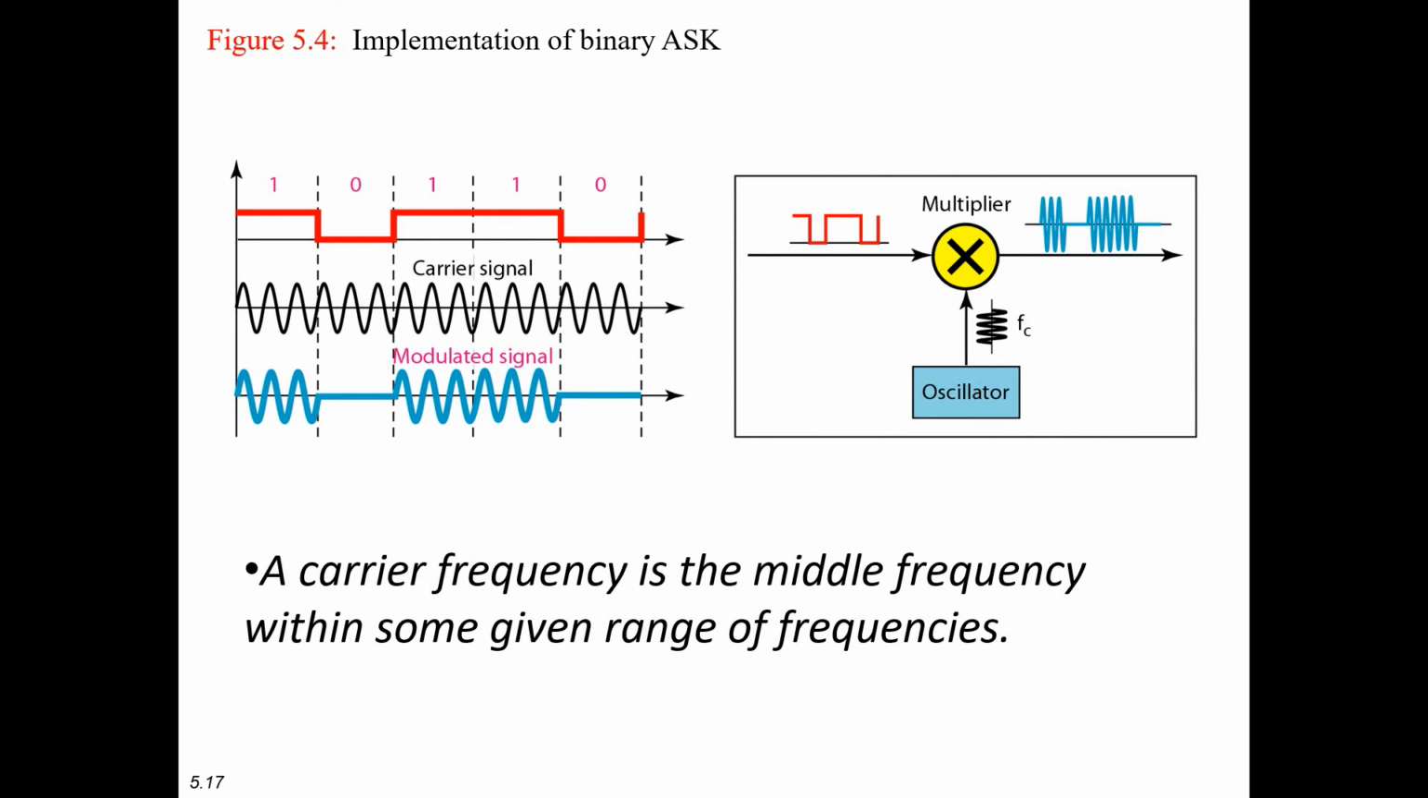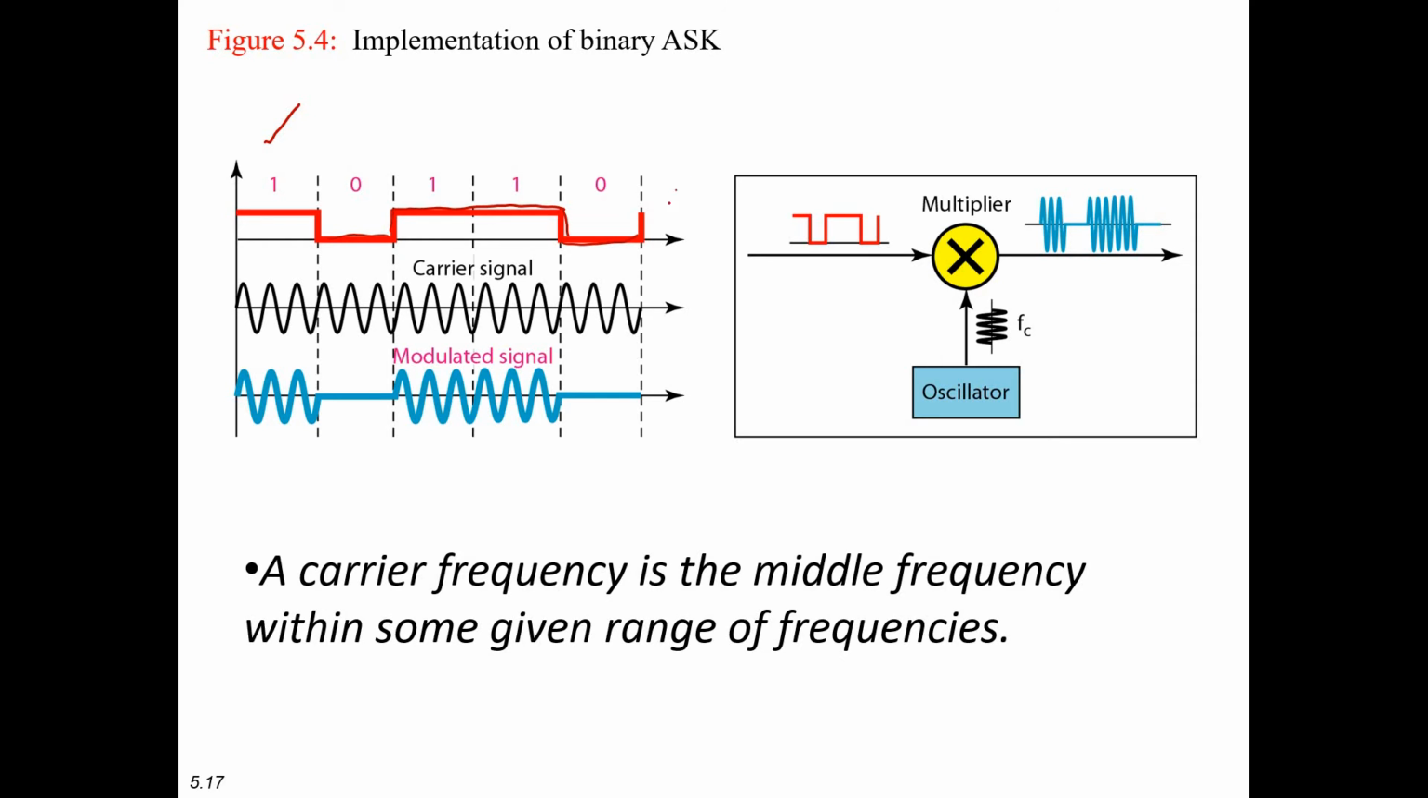So how do we implement a binary ASK? We have a binary digit sequence 1 0 1 1 0. This is represented in a binary signal like this. 1 is represented by voltage increase, 0 is represented by a flat line, 1 and another 1 are represented by voltage up, and 0 is represented by 0 voltage.